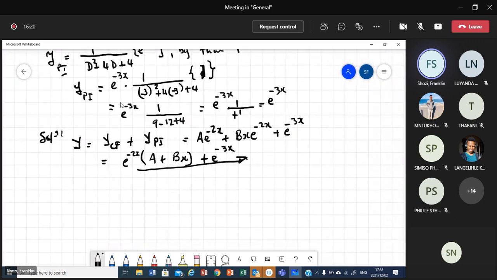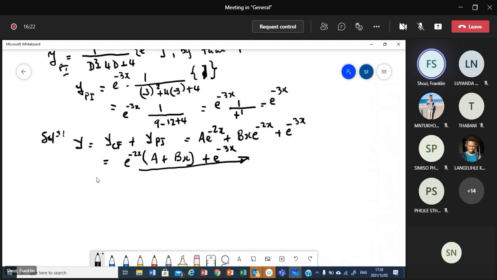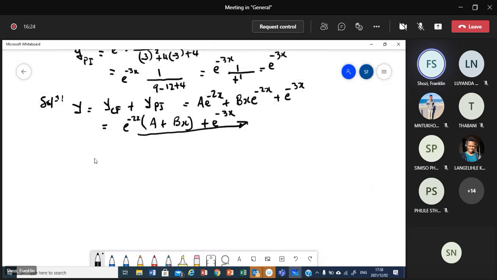So that is our solution. That is how to solve a differential equation using operator D: we form an auxiliary equation as our starting point. That is how we work it out. Right, let us look at a much more challenging one.